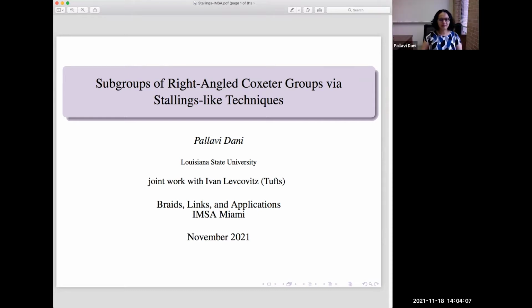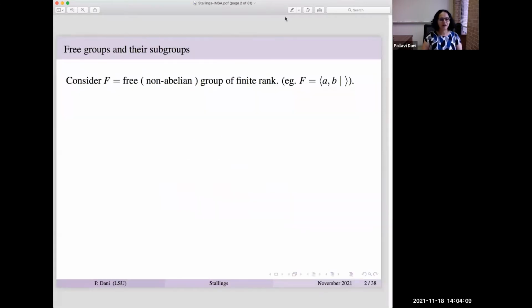So I'm going to begin by saying what I mean by Stallings-like techniques. Stallings introduced this topological way of thinking about questions about subgroups of, oh sorry, subgroups of free groups.